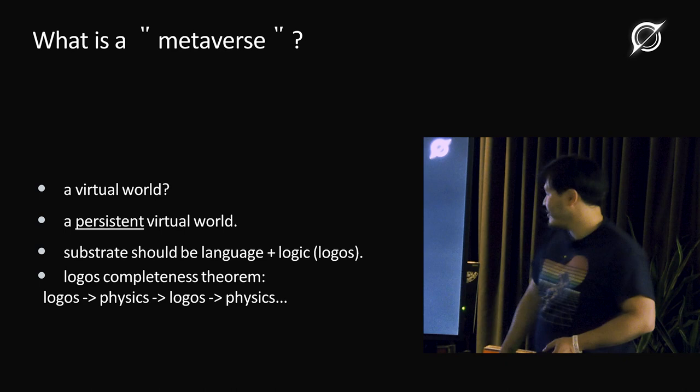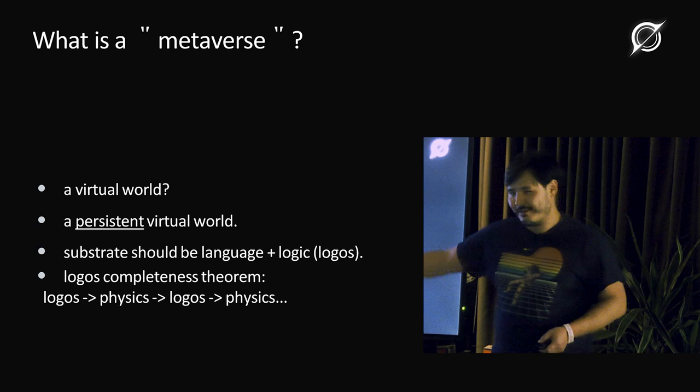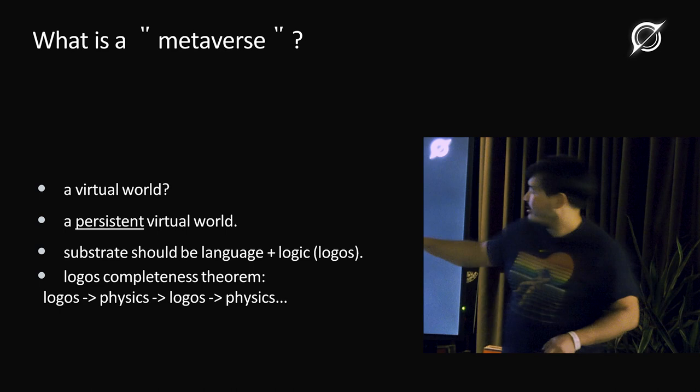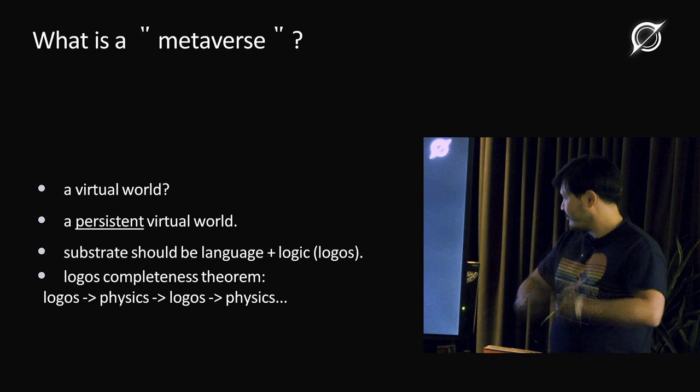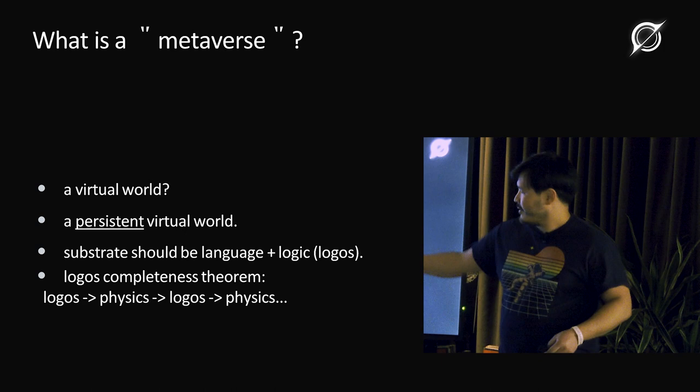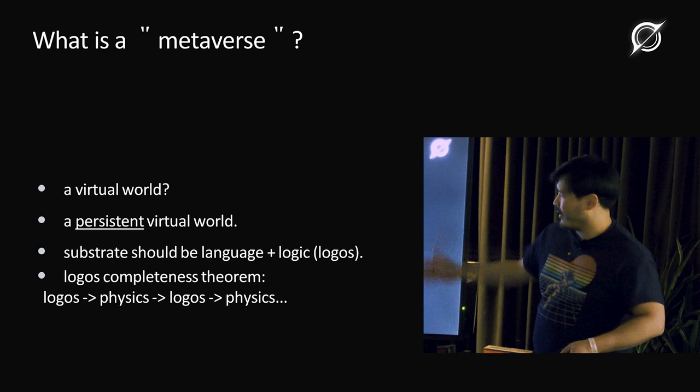I'm going to propose the logos completeness theorem. It's kind of like the Turing completeness theorem. But the idea is that if you have a metaverse, you can simulate on top physics, right? You can use it to simulate physics and other, you know, using all kinds of decentralized means. And in there, you'll have intelligence emerge, and they will complete the cycle and create their own metaverse and so on. And I'd say maybe that's what we're living in.